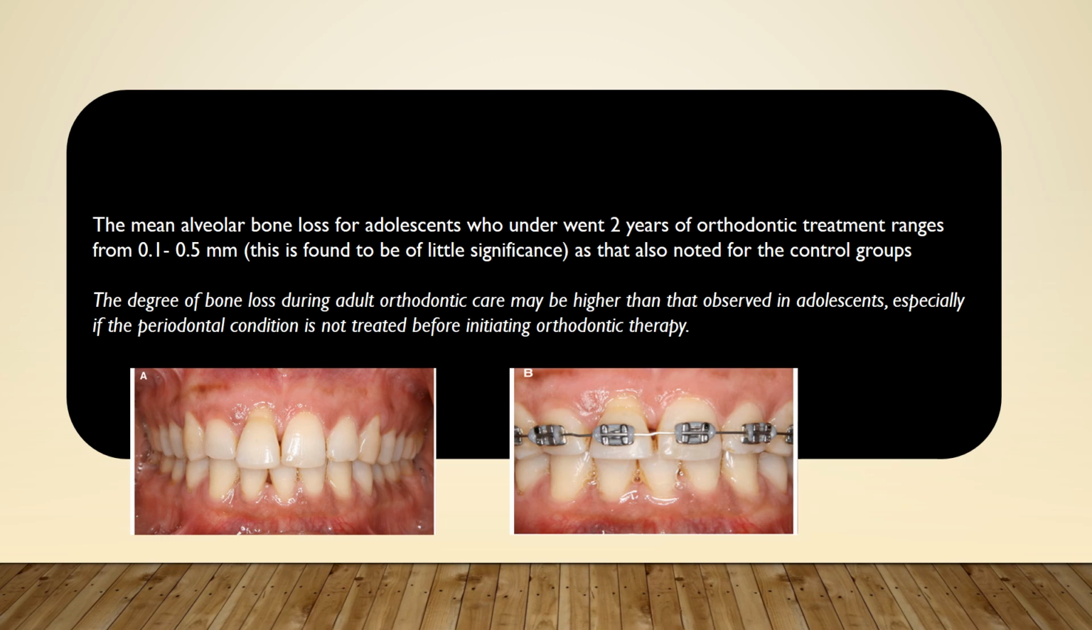So when you talk about a periodontitis patient, you can always expect a bone loss of about 0.1 to 0.5 mm, that is in a normal way, in those who underwent 2 years of orthodontic treatment. But if there is any degree of bone loss, or a periodontitis case, you always have to treat the patient first, and there should be a stable periodontium for at least 6 months, and then you can go for the orthodontic therapy. So the degree of bone loss during adult orthodontic care may be higher than that observed in adolescents, especially if the periodontal condition is not treated before initiating the orthodontic therapy.